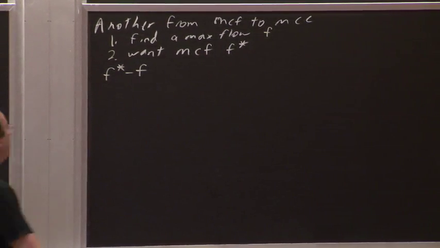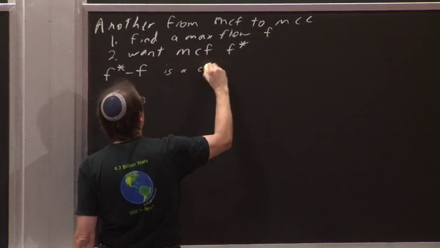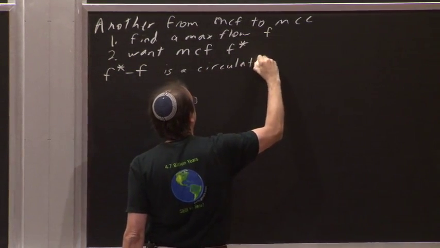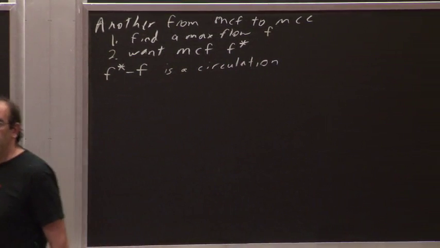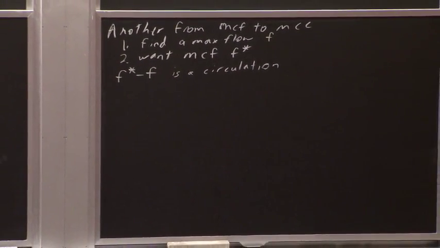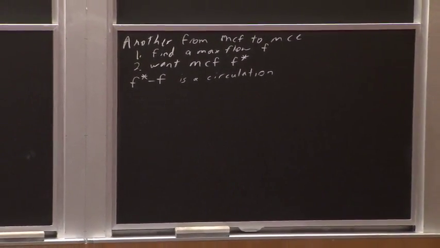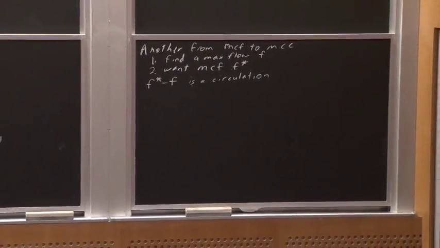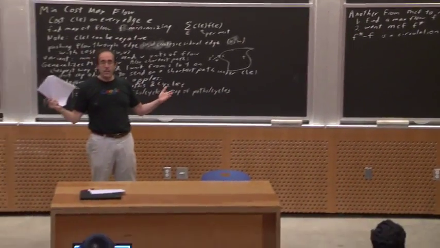Yes. f star minus f is a circulation. How come? Because the value is 0 from S to T, and then everything else is balanced. So the whole thing is balanced. The point is that you've got this flow which balances everything except at S and T.